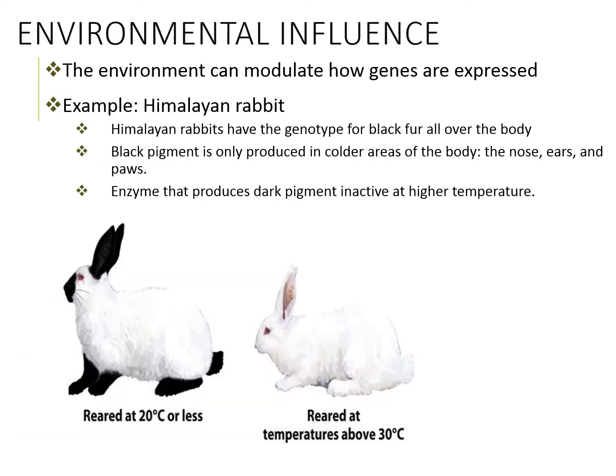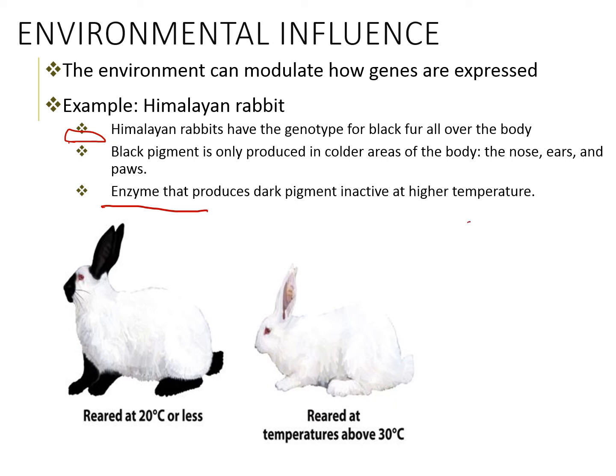Environmental influence. Yes, the environment influences skin color and height. In some situations, it is more dramatic than that. The environment can modulate how genes are expressed. Example, the Himalayan rabbit, and there are some other critters running around in basically the same situation. Himalayan rabbits have the genotype for black fur all over their body, so every cell, at least every cell in their skin, has this gene and is expressing it. Black pigment is only produced, though, in colder areas of the body: the nose, ears, and paws. The reason for that is this: the enzyme that produces dark pigment is inactive at higher temperatures.